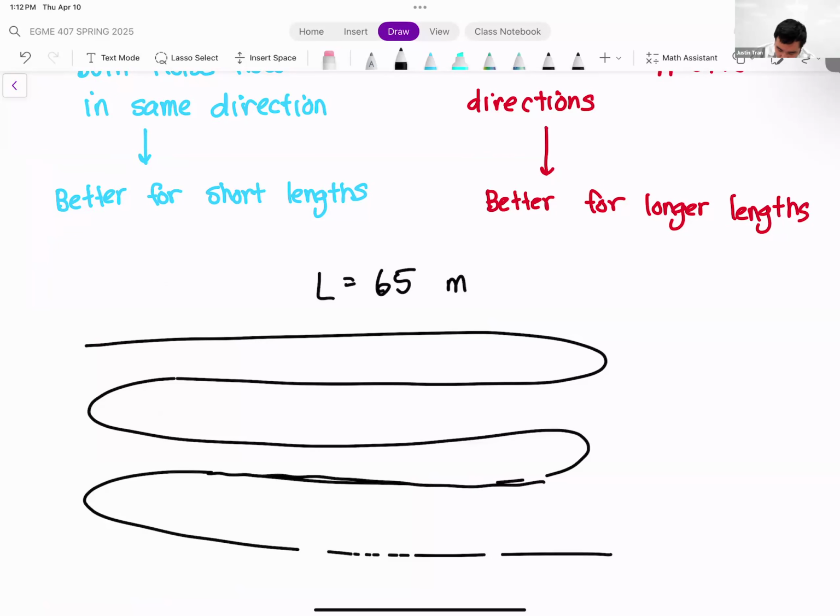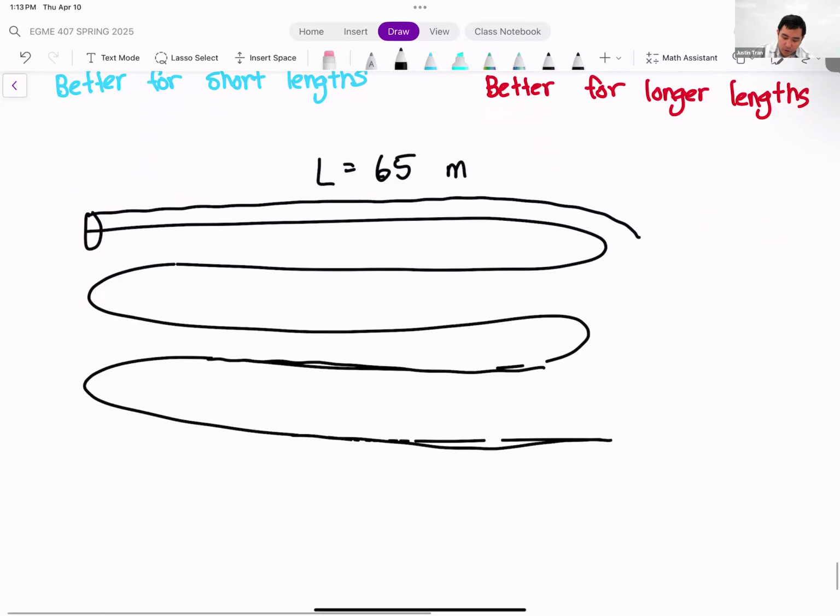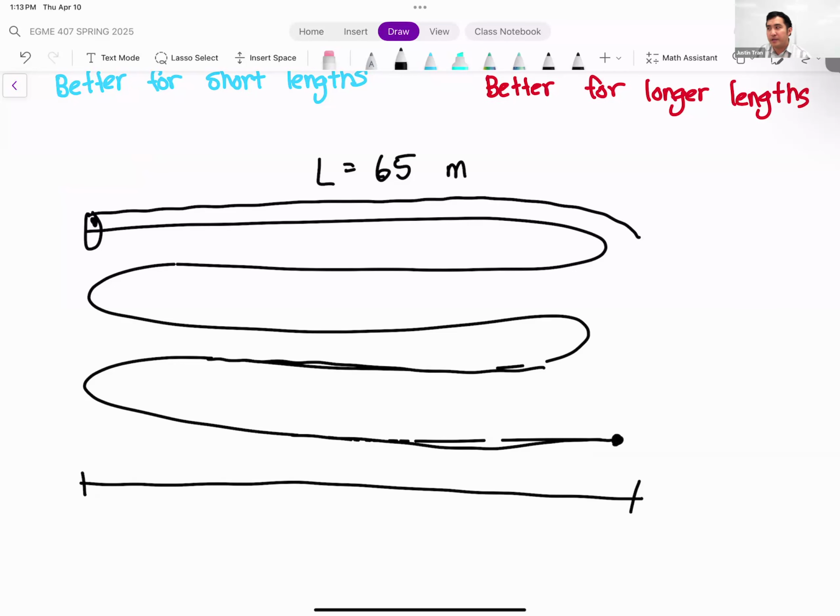Where each turn right here, remember, this is a concentric tube heat exchanger. So this is a tube that's going to be looped around. So the total amount of length in terms of the space that it takes up is not that large. But if you actually measure the distance from the inlet to the outlet, that might be something like 65 meters.